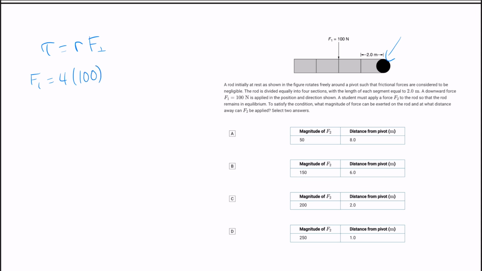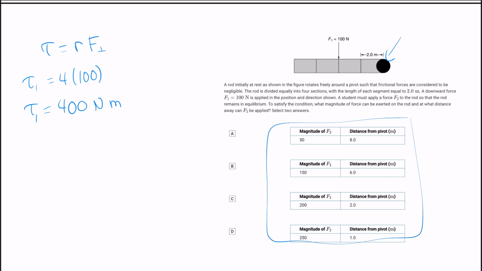So then we know that we have a torque, let's call it torque 1. We know that torque 1 is equal to 400 newton meters. Great. Now we just need to see which two of these options give us 400 newton meters as well.